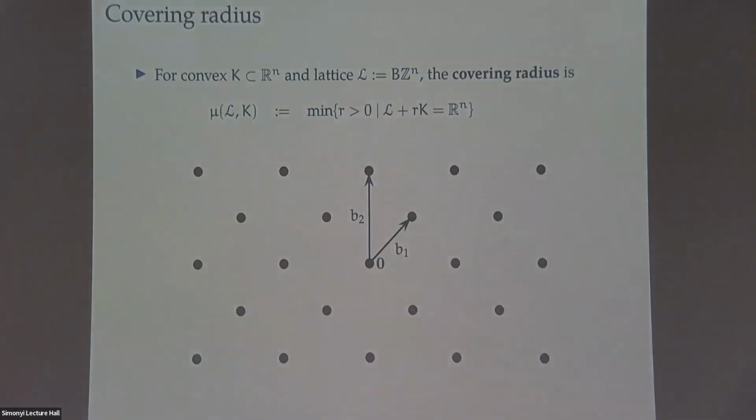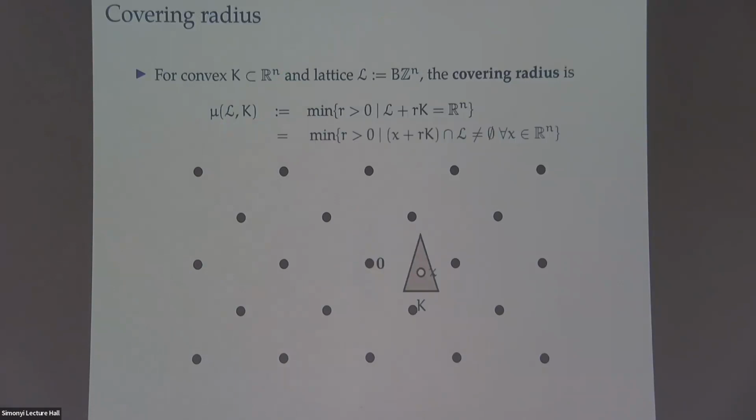Okay, so another concept I'll be talking about is the covering radius. So besides lattices, I'll also talk about convex bodies. Here I'm given a lattice spanned by these bases B1, B2, and I have some convex body. I'll define the covering radius as the least scaling for which, if I put this convex body at every point of my lattice, it covers the entire space.